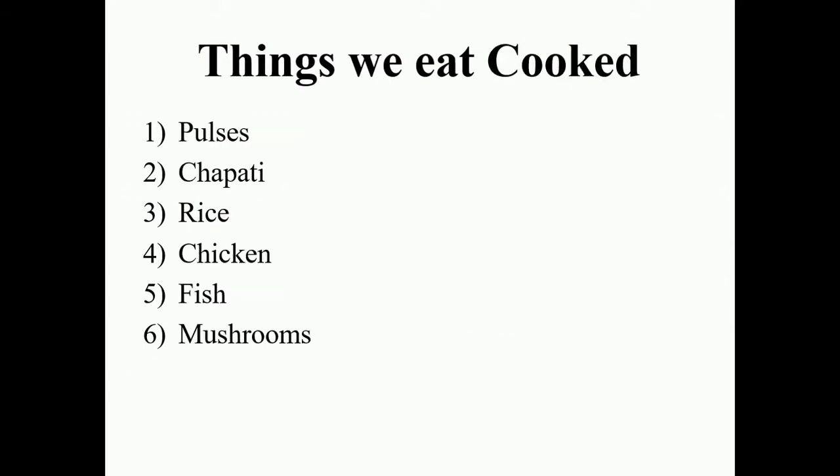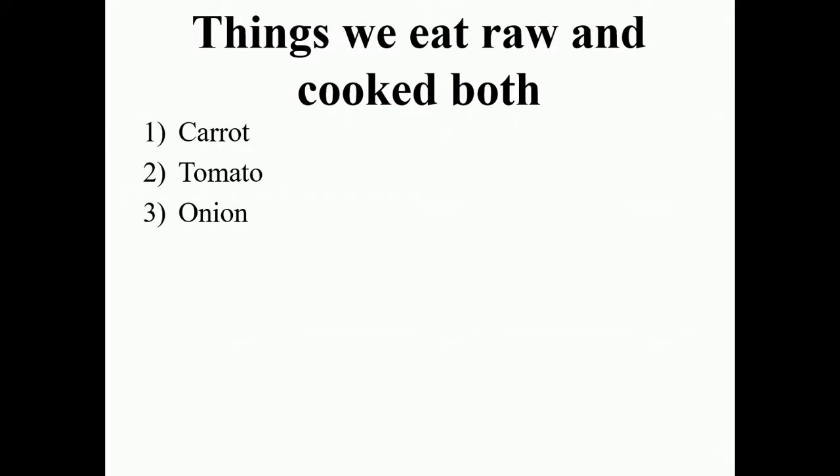Now you can see the things that we eat cooked. These are pulses, chapati, rice, chicken, fish and mushrooms. In this slide you can see the things that we eat raw and cooked both. These are carrot, tomato and onion.